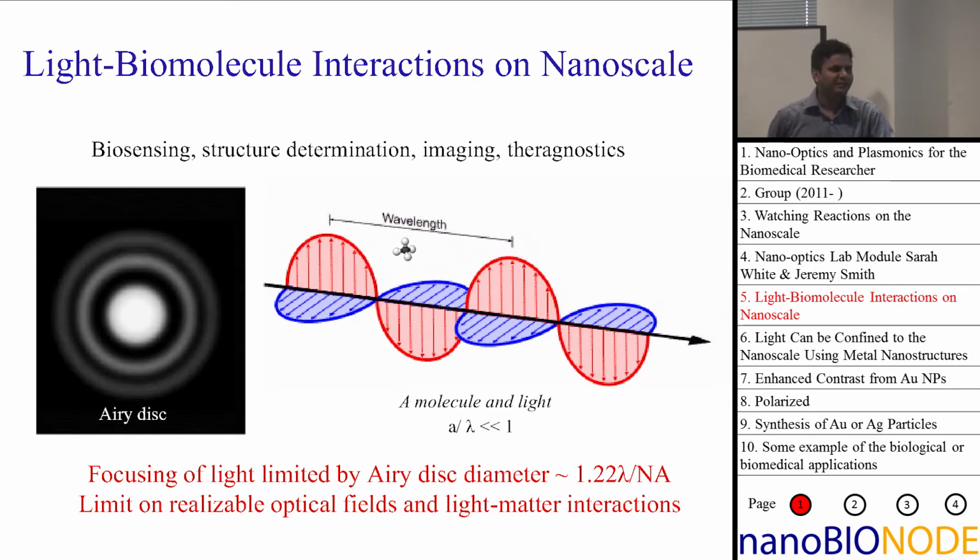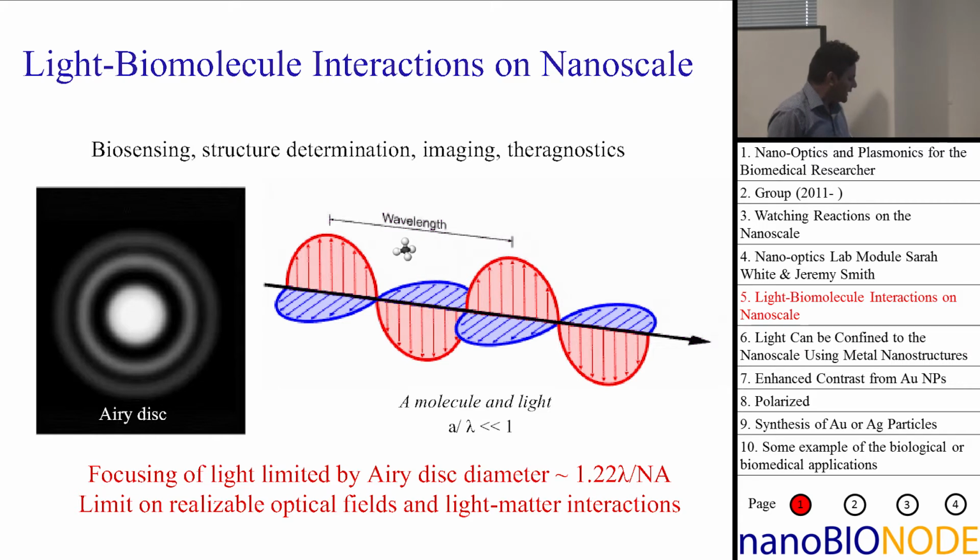I have a slightly different motivation because I'm talking about nanostructures that have interesting optical properties. For a range of applications nowadays, biosensing, determination of structure, biological imaging, theragnostics, for instance, if you think of a technique such as optical coherence tomography, what does it involve? It involves the interaction of light with matter. Right? A lot of these applications. So if you understand light-matter interactions well, you can understand these applications or maybe even design future applications.